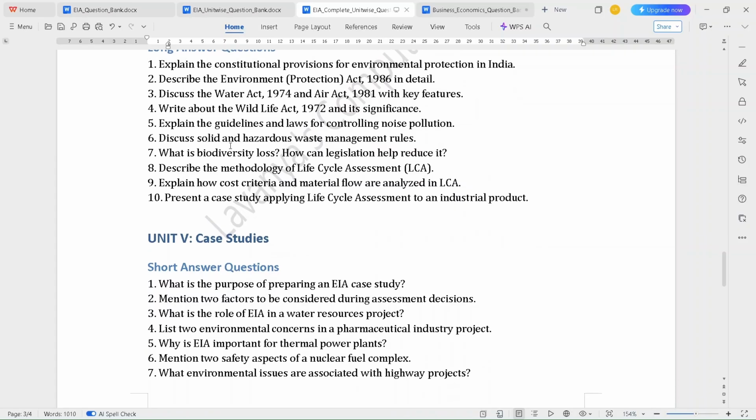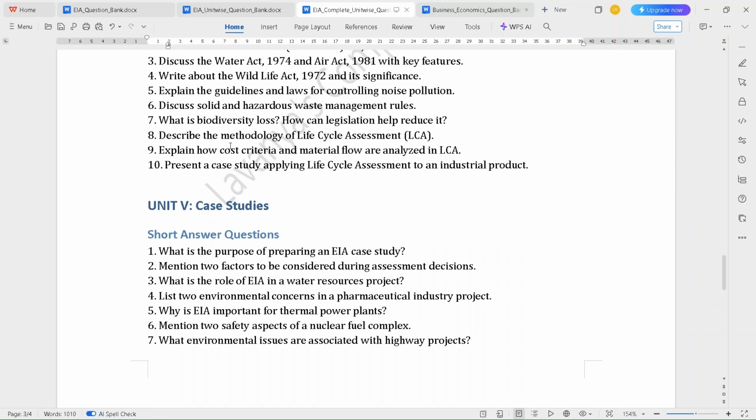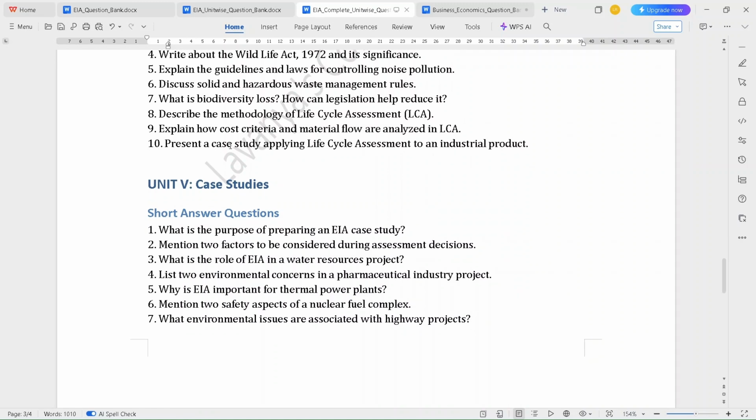Describe the methodology of life cycle assessment. Explain how cost criteria and material flow are analyzed in LCA. Present a case study applying life cycle assessment to an industrial product.